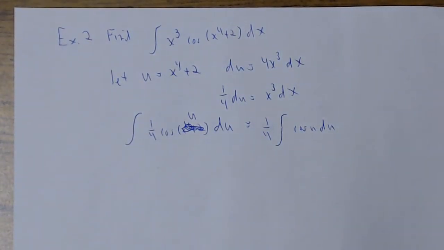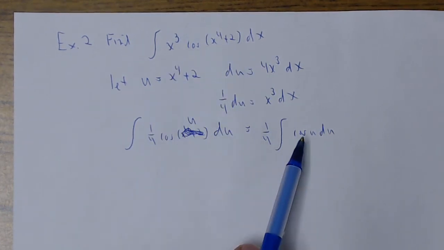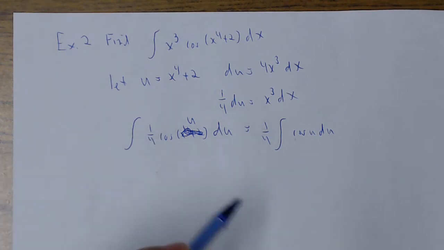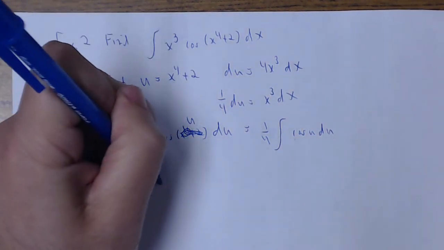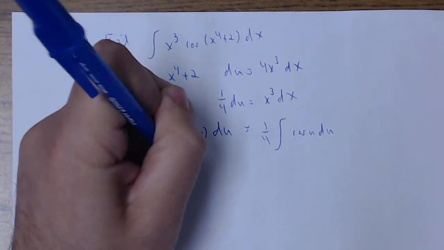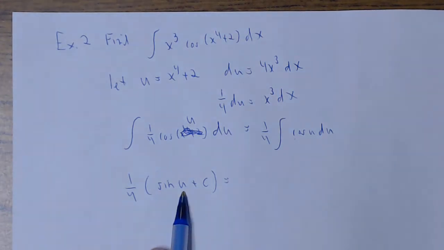And look at how nice that is. This just becomes so much easier. I'd much rather find the antiderivative of this than that. Because this does the job, I just need to substitute back. So what does that become? The antiderivative of cosine is just sine. So it'll be 1/4 sine of u plus c, and then you plug back in for u.